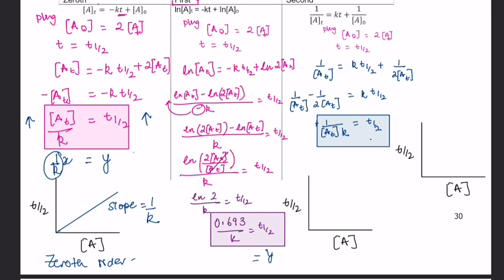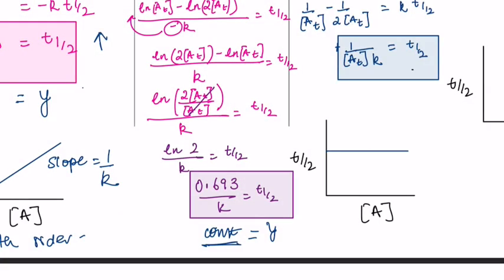For a first order reaction, we see y is equal to a constant. There is no concentration term on this side. So the graph would just be t half stays constant. As concentration increases or decreases, the half-life does not change.